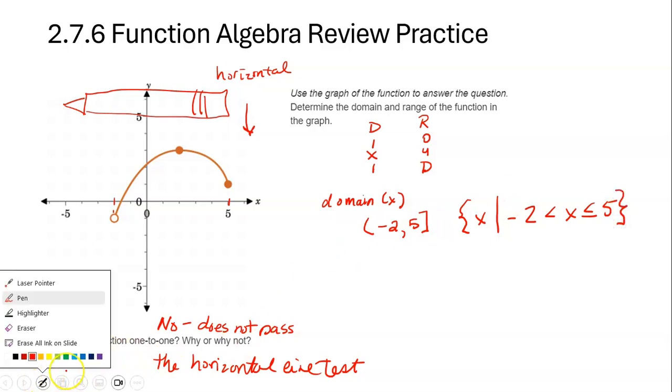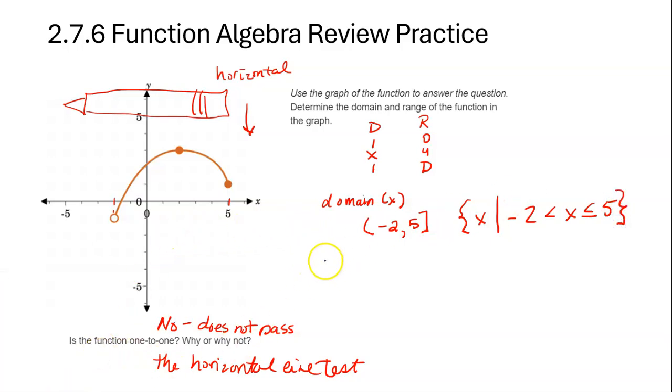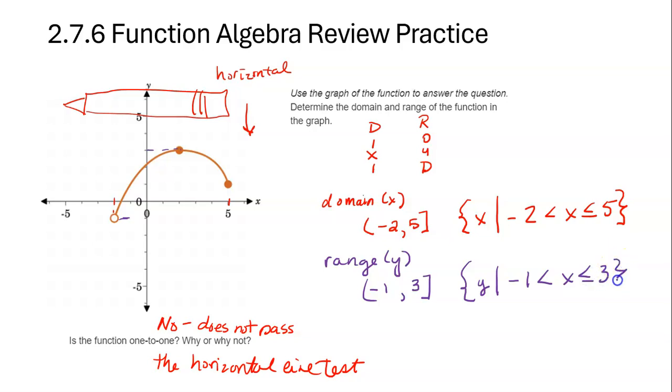Let me change colors here. And then for range, we're looking at y. So we know our lowest y here is -1, and that's not included. And our highest y, 1, 2, 3, is 3, and that is included. So if I were going to write that in set notation, y is everything from -1 up to and including 3.